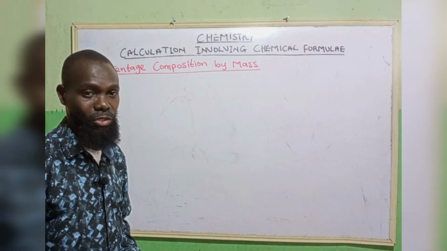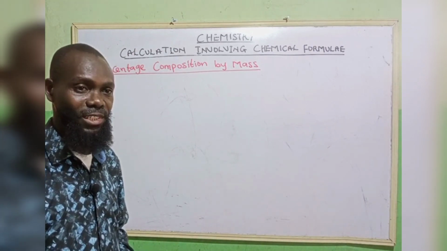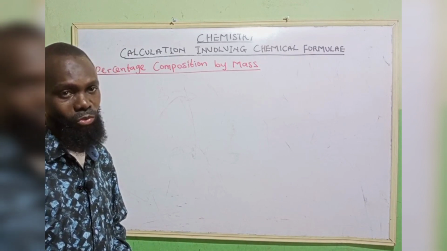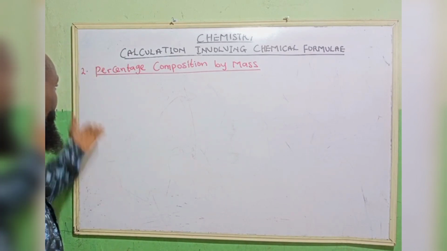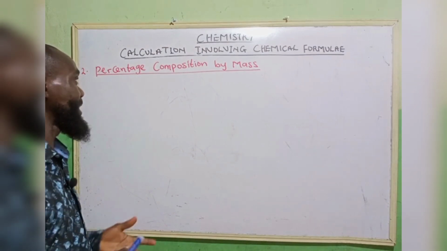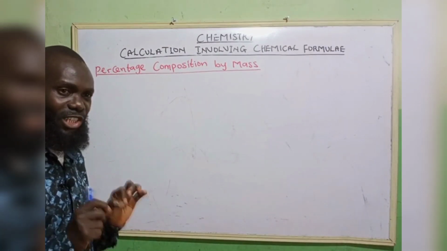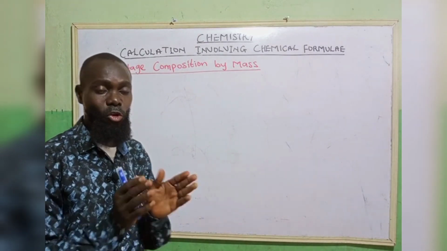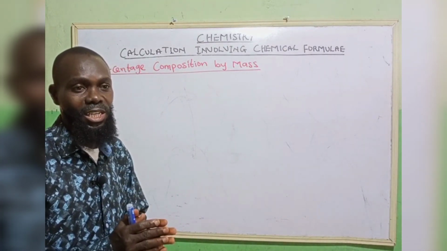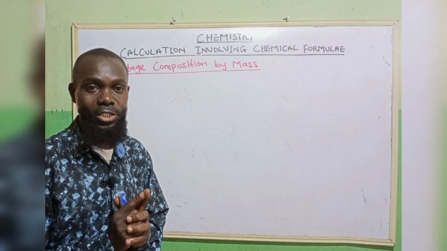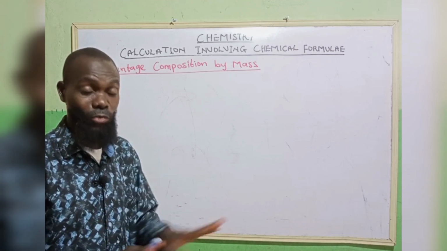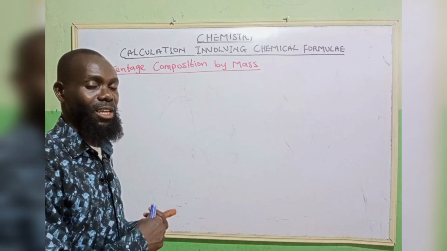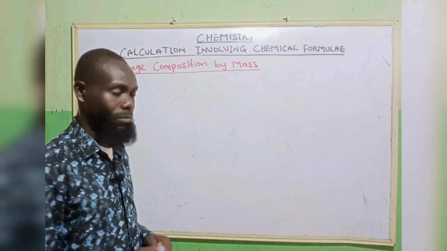Now, first class, we've looked at how to calculate the relative molecular mass of a compound or molecule. Today, we're going to be looking at how to calculate the percentage composition by mass of each element in the molecule. To calculate the percentage composition by mass, the first thing is to get our relative molecular mass of the compound, and then the percentage by mass of the elements.